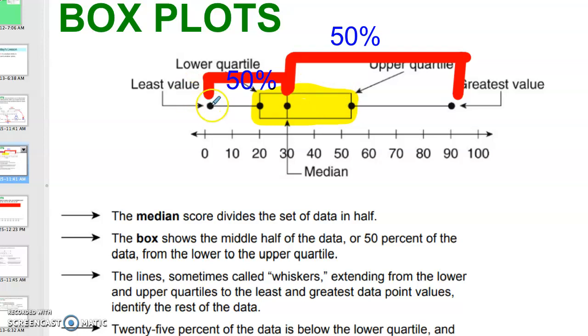These lines here from the least value to the lower quartile and then the greatest value to the upper quartile, we call these whiskers, right? I think about a kitty cat. Like, it looks like a kitty cat with whiskers.